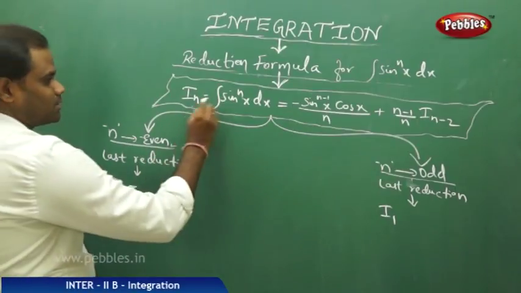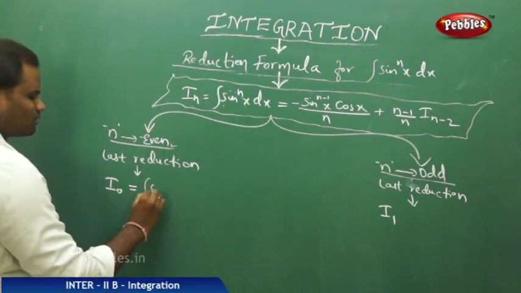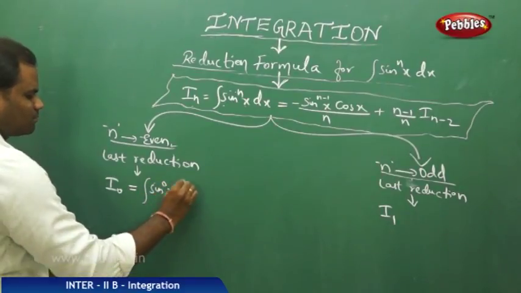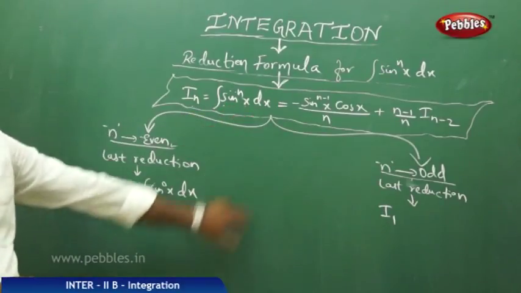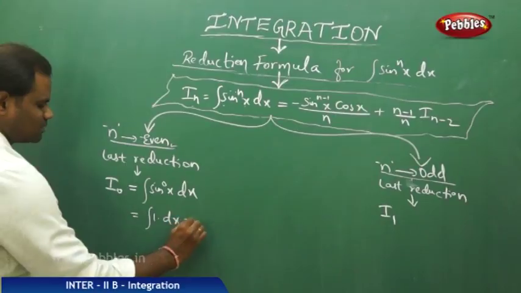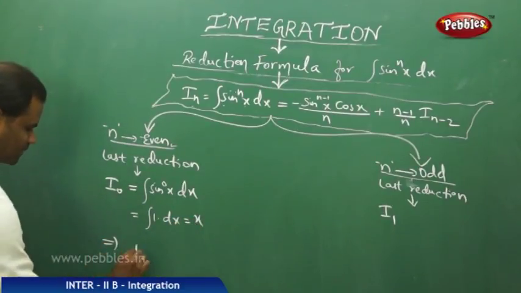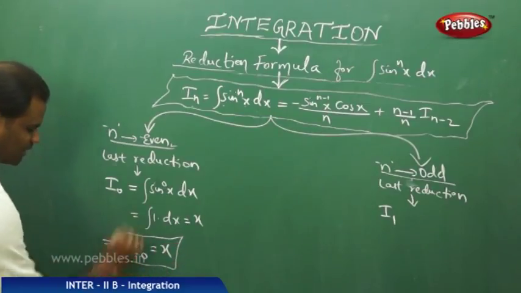Now, In is integral sin^n x dx. I0 is when n is 0. Therefore, simply substitute n equal to 0 in this formula. And sin^0 x is 1. So, integral of 1 dx is x. That implies I0 is x.